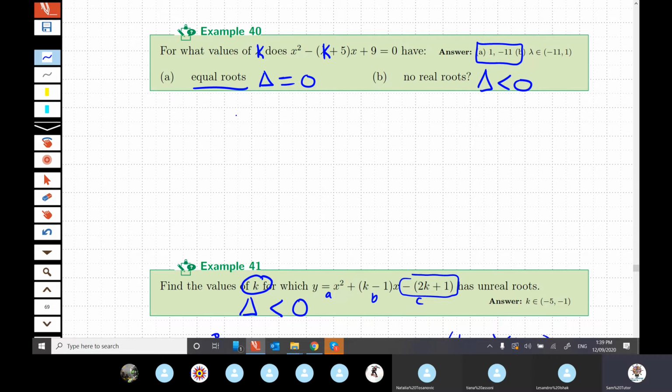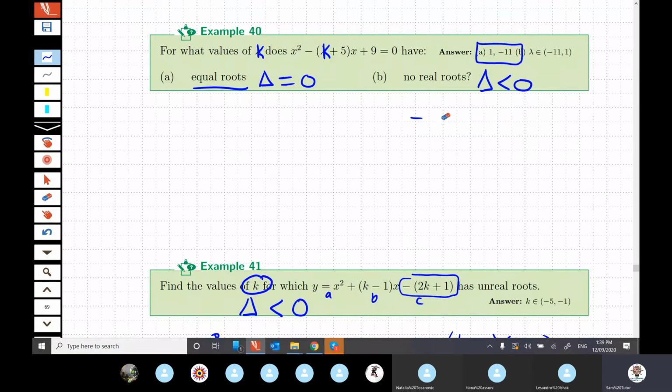Okay, did we get it out? Tiana, you got -1, -11 and 1? Yeah. And then have you done the no real roots bit? Yeah. You tested and you saw that the answer should have been -11 less than k less than 1.